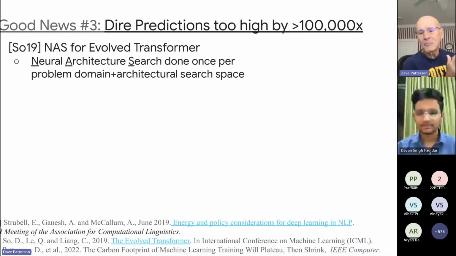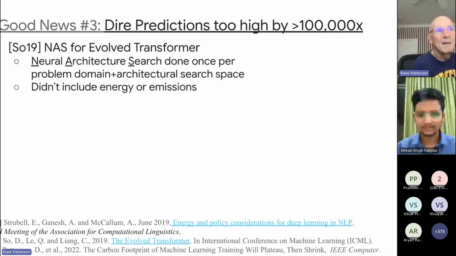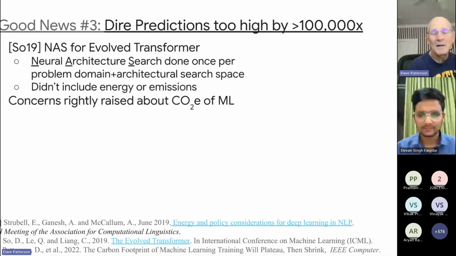That's done rarely, right? Oh, here's a new problem domain. So you spend a lot of cycles, and what you hope to come up with is a more efficient model as a result of that investment. But then people use that model many, many, many times. That paper didn't include anything about energy or emissions. People hadn't been sensitized to that before about 2018. Concerns were then raised about the carbon emissions of ML since it was growing. And so a group at the University of Massachusetts decided to estimate the emissions for the search for the evolved transformer.